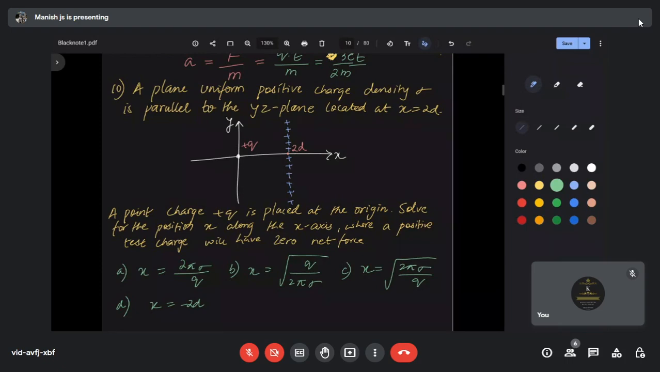Sir, since the net charge is 0, both are equal, because of the equilibrium the two forces will be equal, sir. Further simplifying, x square is equal to q divided by 2 pi sigma, sir. Yes. Now you take the square root for x. So you get option B. Yes. Okay.